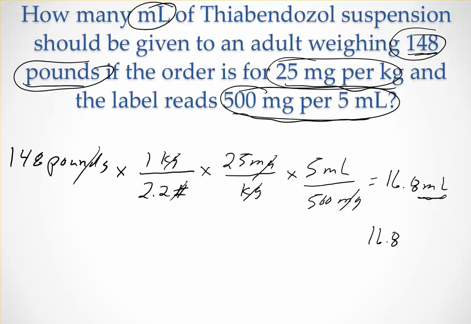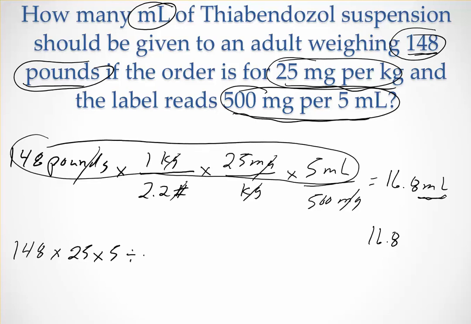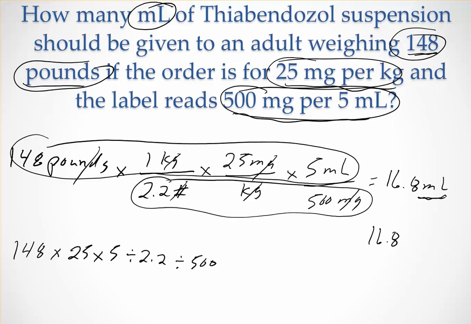Now to do this on your calculator, there's a couple of ways you can do it. Probably the easiest way is to type in 148 times 25 times 5. That gets all of the numerator. And then divide by 2.2 and divide by 500. And that would get our denominator. Nothing preventing you from doing multiplication, division, multiplication, division, multiplication, division as you work across. Those are 3 examples on how to work with dimensional analysis with pharmaceuticals.